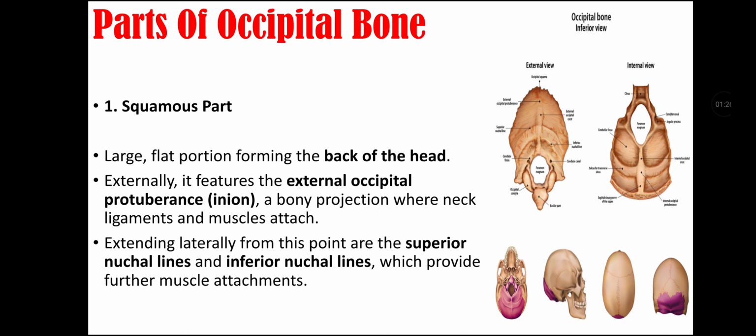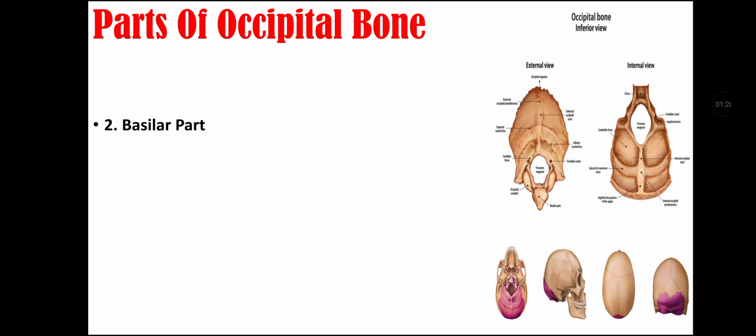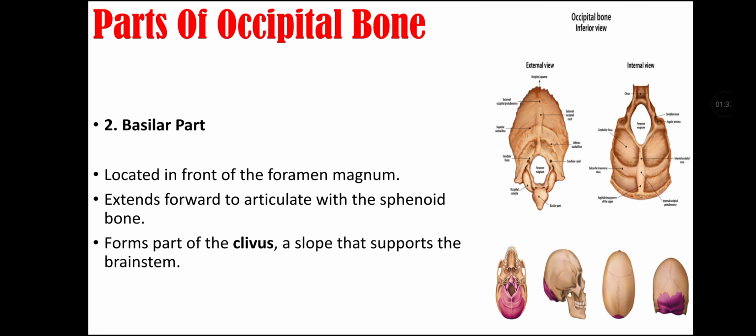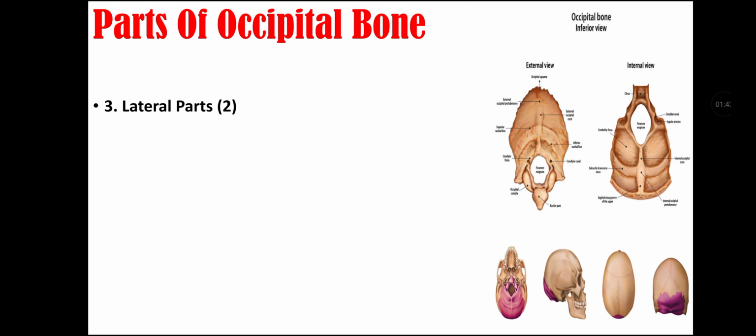muscle attachments. The second part of the occipital bone is the basilar part. It is located in the area of the foramen magnum. It extends forward to articulate with the sphenoid bone. It forms part of the clivus, that is a slope that supports the brainstem. Next part is the lateral parts.